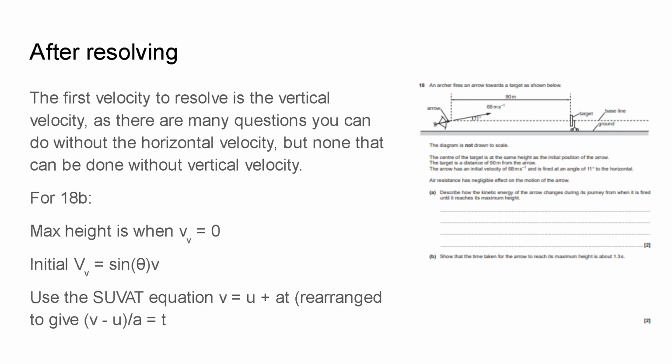So we calculate our initial v for vertical, and that is equal to sine theta v, because sine times the hypotenuse is equal to the opposite. So that gives us the initial vertical velocity. We can then use the SUVAT equation, v equals u plus at, which we rearrange to give v minus u over a equals t.